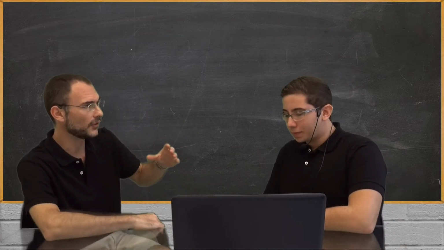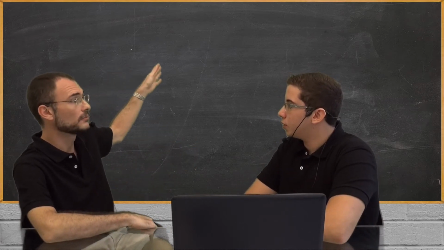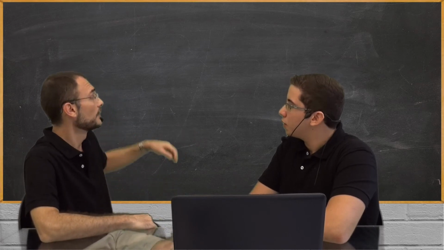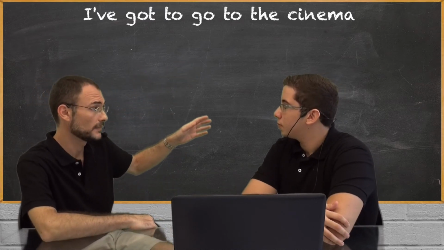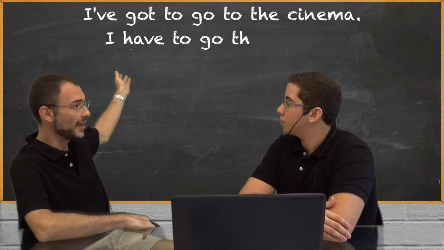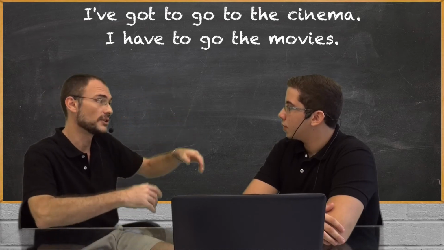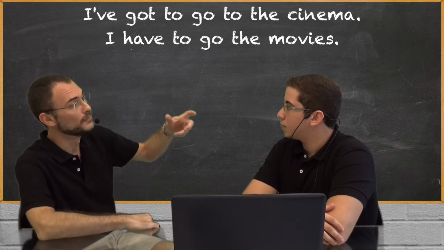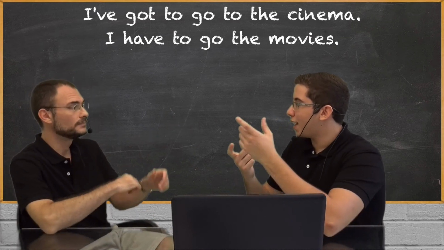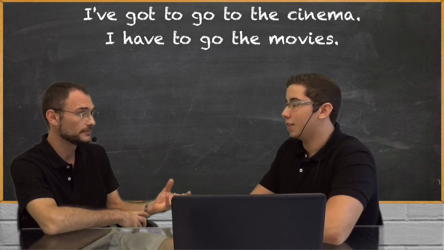So if you prefer British English, say, "I've got to go to the cinema." Movie theater is American. If you prefer American English, say, "I have to go to the movies." So got to is British, have to is American; movies is American, cinema is British. Those words and accents make the difference. Vocabulary has to be adequate.